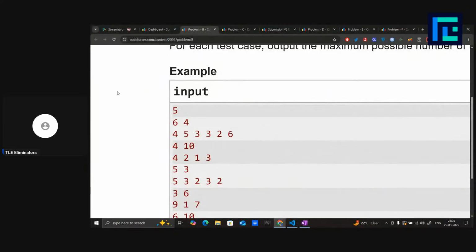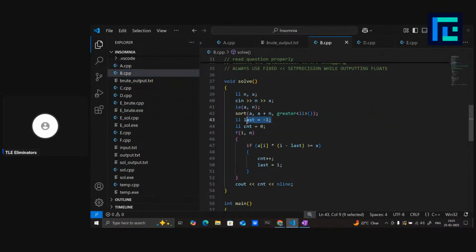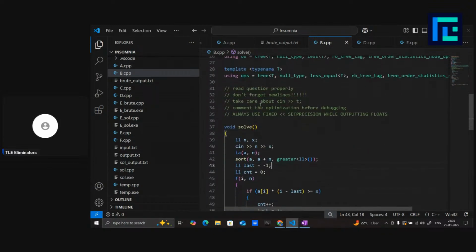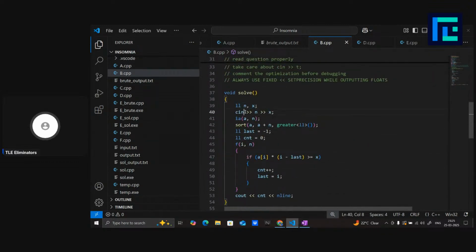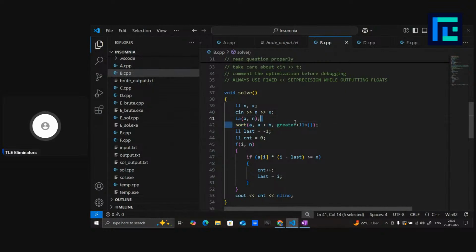Okay. So the code for this is something like this. First of all, I am doing long long n, x, and input the array a. Okay, so I took the input, then I sorted the array in reverse order: sort a plus n, greater. This greater sorts the array in reverse order. Then we have last equals -1. So I am keeping two variables. One is count. Count is the number of teams. And this last is the index of the last taken member.